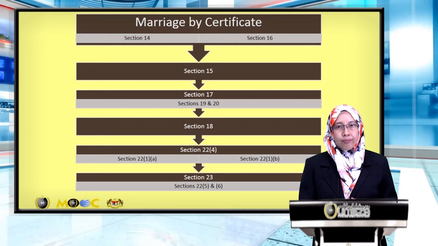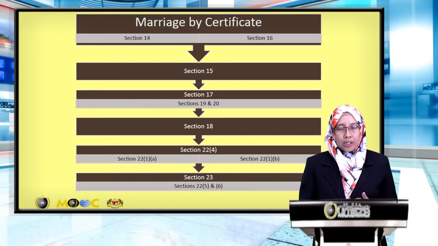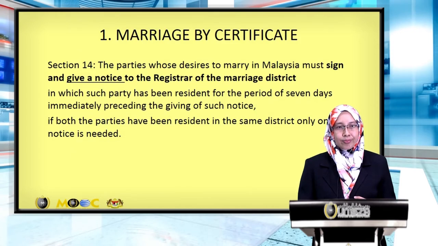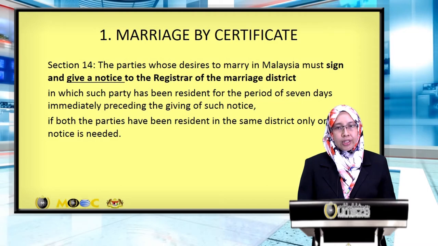Marriage by certificate is the normal procedure where all non-Muslims will solemnize their marriage. For the parties who intend to marry by way of certificate, they need to bring the notice and sign the notice in the prescribed form to the registrar of the marriage district in which such party has been resident for the period of 7 days immediately preceding the giving of such notice. If both parties have been resident in the same district, only one notice is needed. So here, the notice comes from the parties who intend to marry, according to section 14 of our LRA.